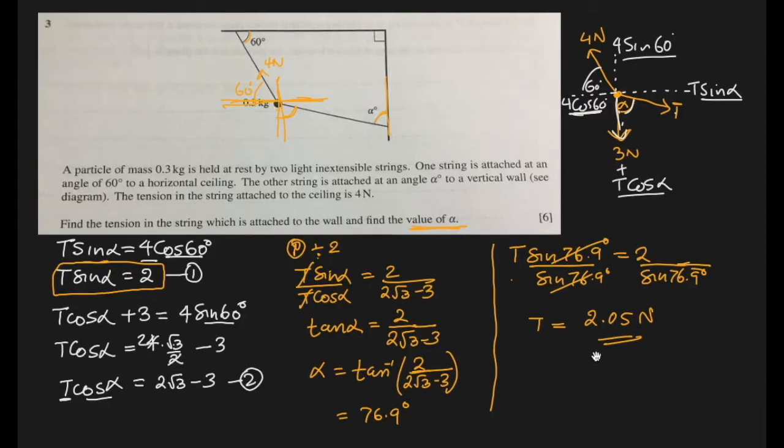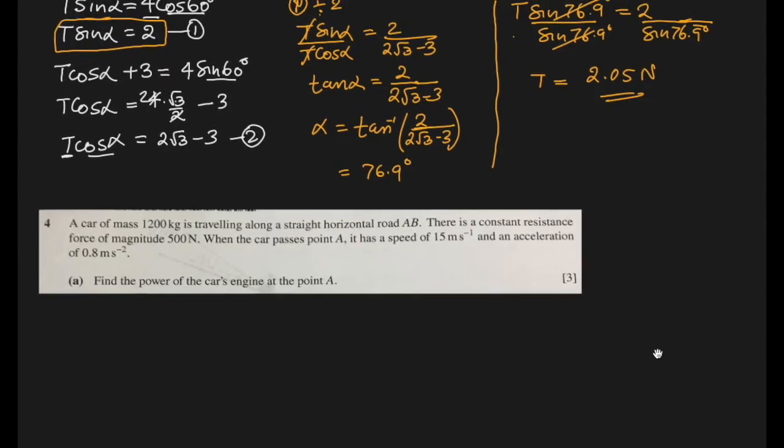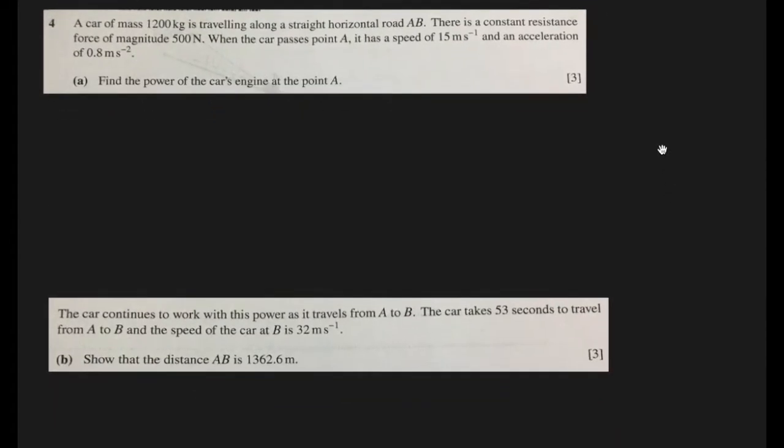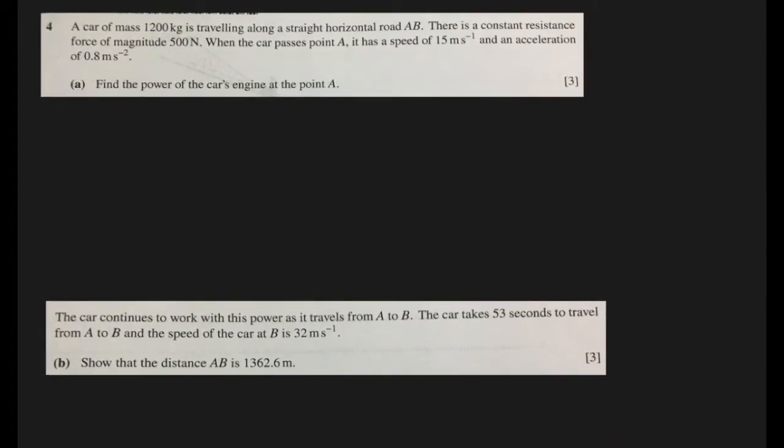All right, move on to question number 4. A car of mass 1200 kg is traveling along a straight horizontal road AB. Again, they have similar situations.